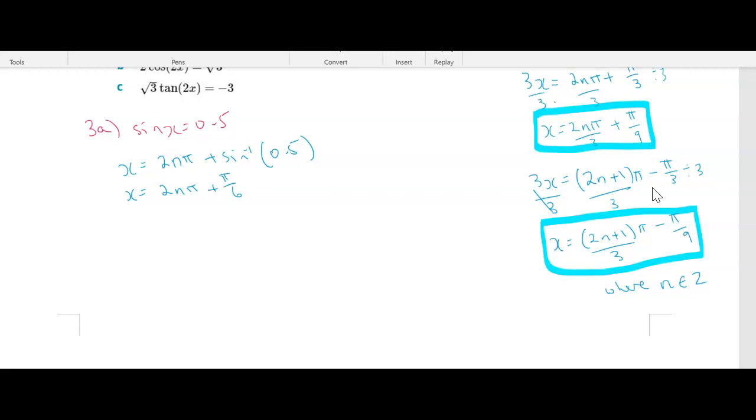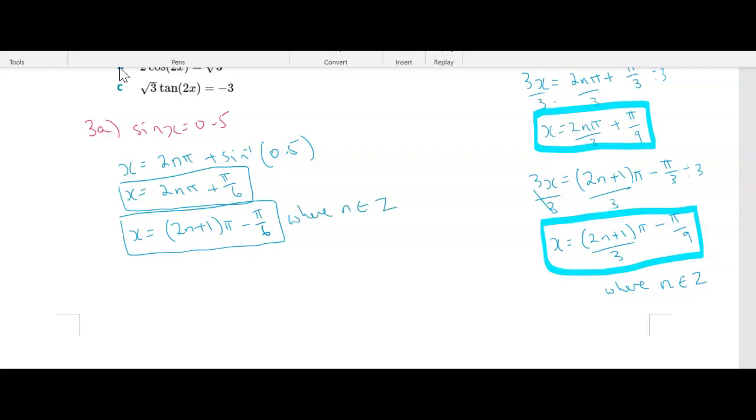And then the other solution is x equals, I'm going to just put a little bracket box around that. x equals 2n plus 1 pi, sorry, that should be a minus pi on 6, where n is an element of z.